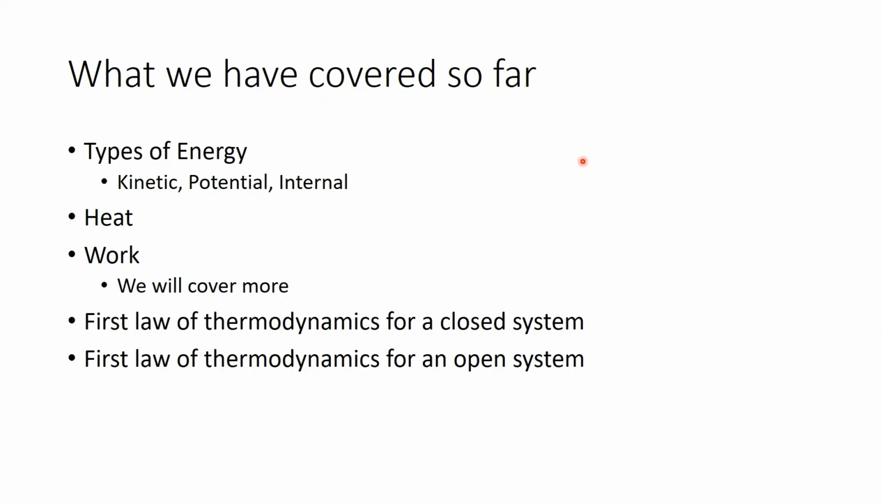What we've covered so far, you can refer back to the first lecture if you've forgotten or you just didn't see it. We've talked about types of energy: kinetic energy, potential energy, internal energy, and heat and work. And we're going to cover some more. We're going to talk about the first law of thermodynamics for a closed system and the first law of thermodynamics for an open system. And we're going to go through some problems to help reinforce some of these concepts.